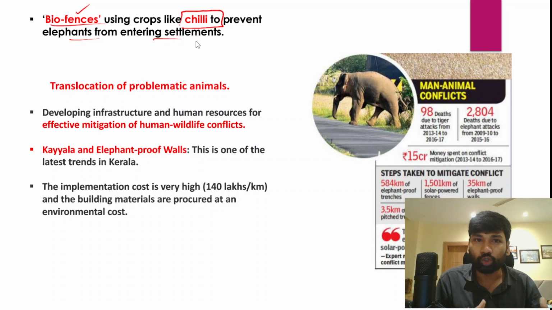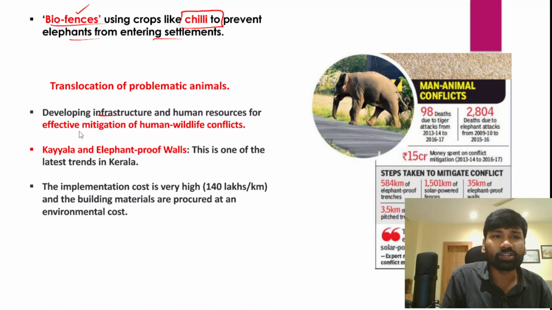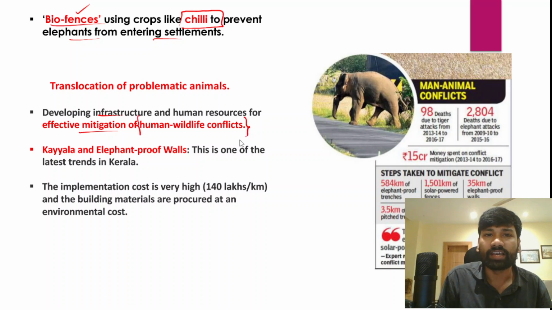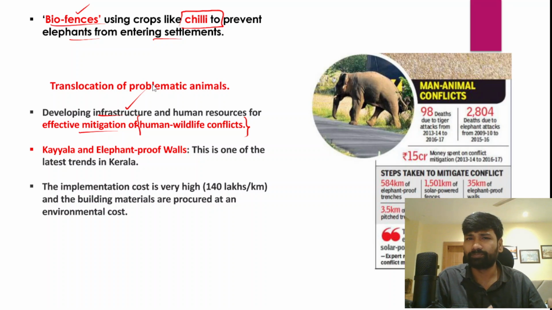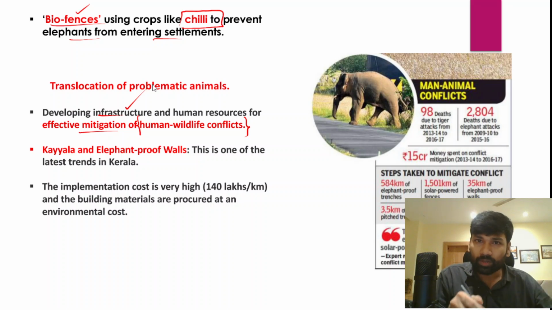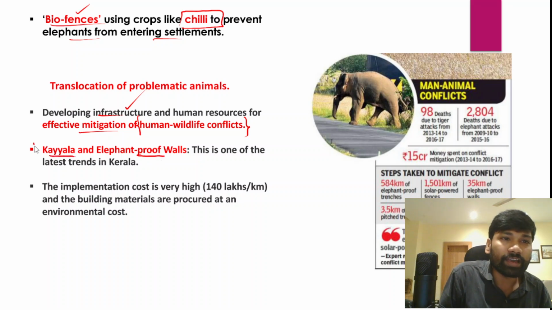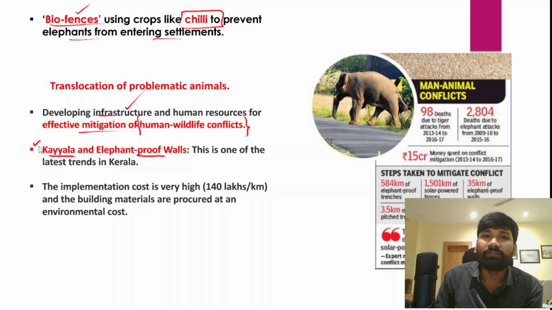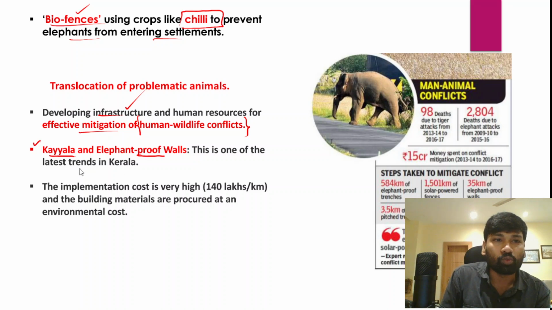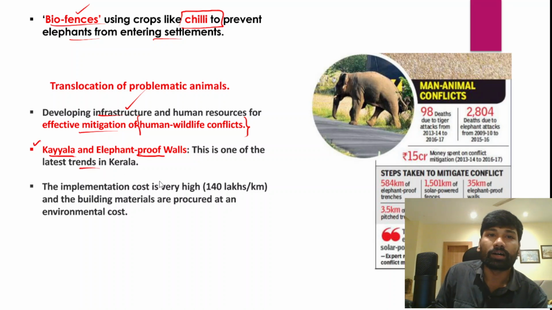Now, apart from that, there are certain issues with respect to human wildlife conflict, so we will understand that also. For example, developing infrastructure and human resources for effective mitigation of human wildlife conflict is very, very important. We need to develop infrastructure. When we talk about biological barriers and physical barriers, they include developing infrastructure across these forest areas that could prevent the entry of these animals into the human habitations and agriculture fields. And in fact, the Kayala and elephant-proof walls are one of the effective barriers which could prevent the entry of elephants into human habitations, and one of the most famous walls to prevent the entry of elephants in the state of Kerala. However, the problem with such infrastructure projects is that they involve a very high cost.